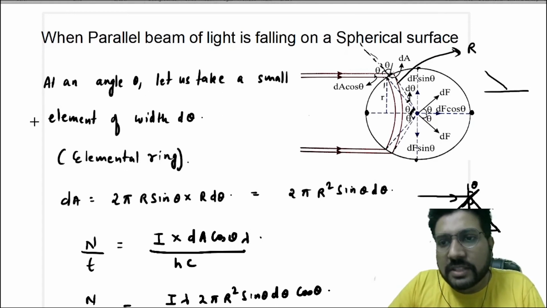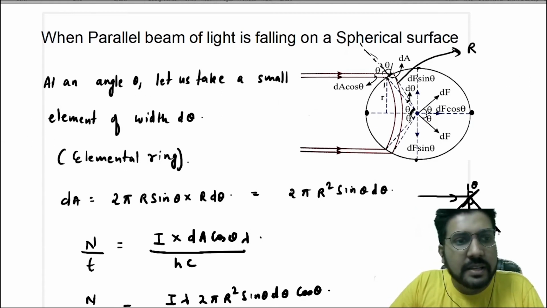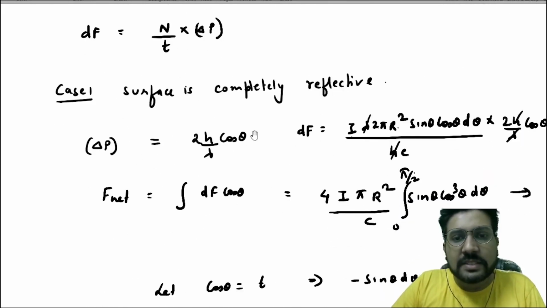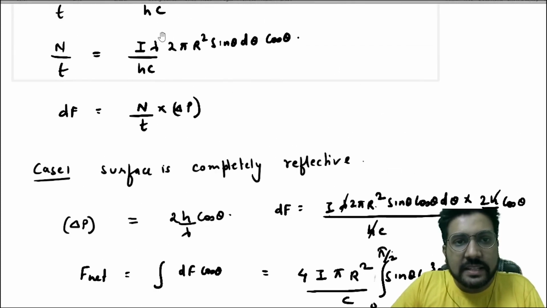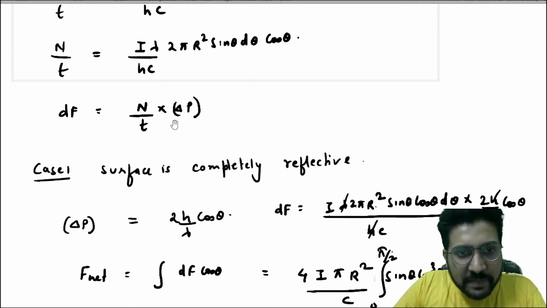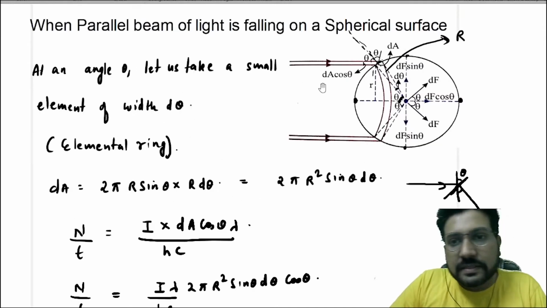So here also the change in momentum will be 2h by lambda cos theta, where theta is the angle. So the net force will be equal to n by t, I lambda 2 pi r square sine theta cos theta d theta by hc, multiplied by the change in momentum, and that is equal to 2h by lambda cos theta.